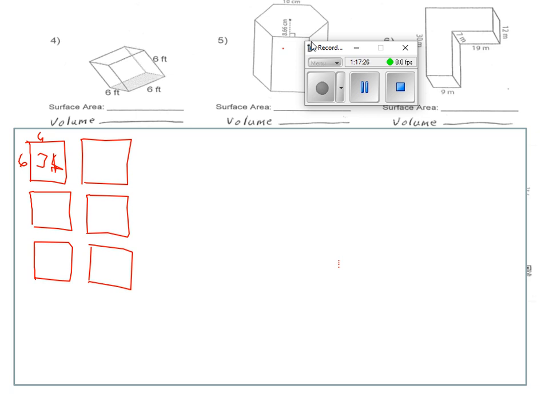Area of this one. 63. How about this one? 126. How about this one? 84. How about this one? 133. How about this one? 196. How about this one? 210. How are we gonna do the L shape, this front face?